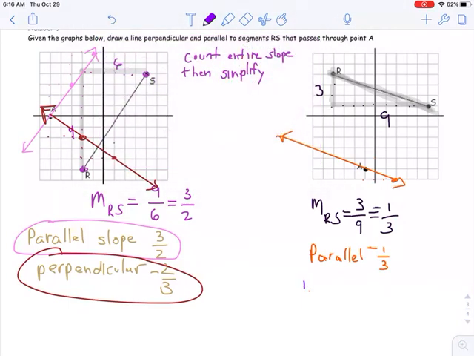And then perpendicular slope would be positive 3 over 1, or we just say 3. So from point A, I'm going to go 1, 2, 3 over 1, 1, 2, 3 over 1. And there we go. All right, some parallel lines, some perpendicular lines.